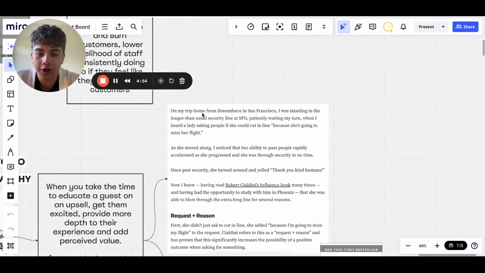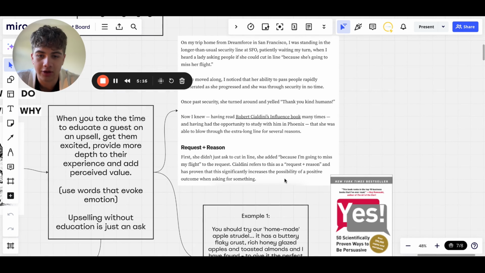He said, "On my trip home from Dreamforce in San Francisco, I was standing in the longer than usual security line at SFO, patiently waiting my time, when I heard a lady asking people if she could cut in the line because she's going to miss her flight. As she moved along, I noticed that her ability to pass people rapidly accelerated as she progressed, and she was through security in no time. Once past security, she turned and yelled, 'Thank you, kind humans.'"